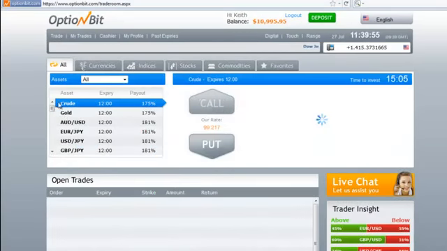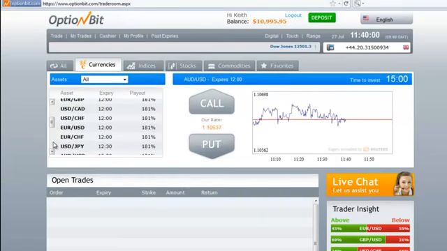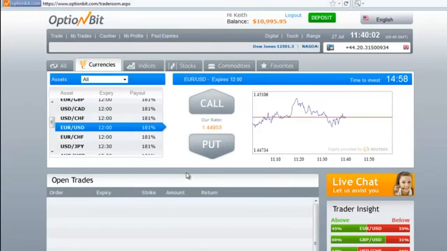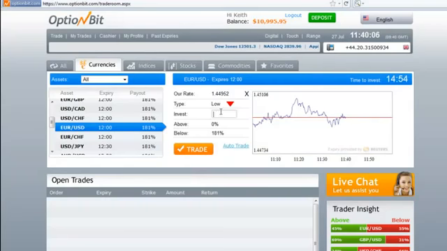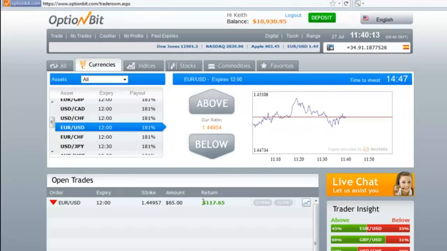Okay, so the trader insight now, it's still telling us to go below on the Euro USD. So I'm going to put a $65 trade in the Euro USD. That'll give me a profit of around about $52. So I'll just enter that in there and hit trade. Okay, that's successfully done, and I shall come back in a moment.